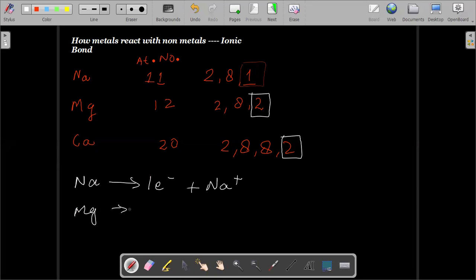Magnesium also loses two electrons and forms the Mg2 plus ion, the magnesium ion. Similarly, calcium has two valence electrons, so calcium loses two electrons and forms the calcium Ca2 plus ion. Got it?